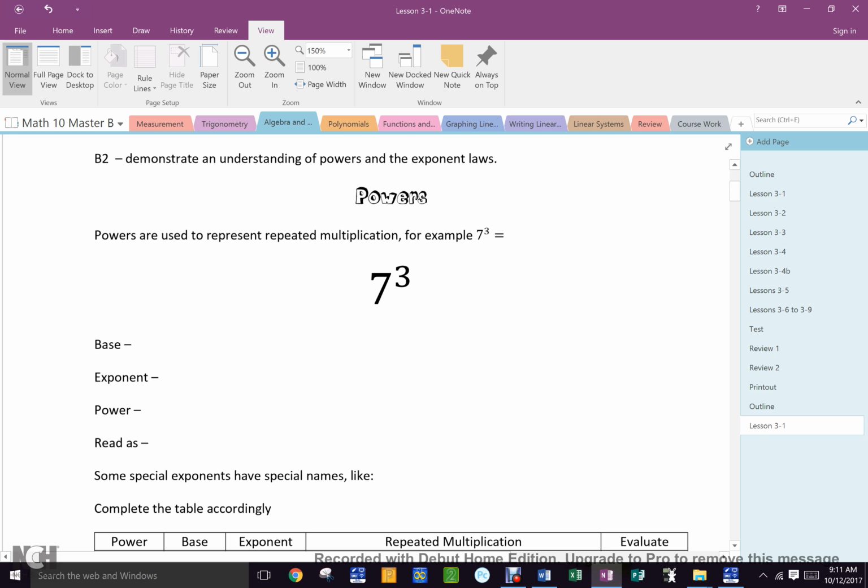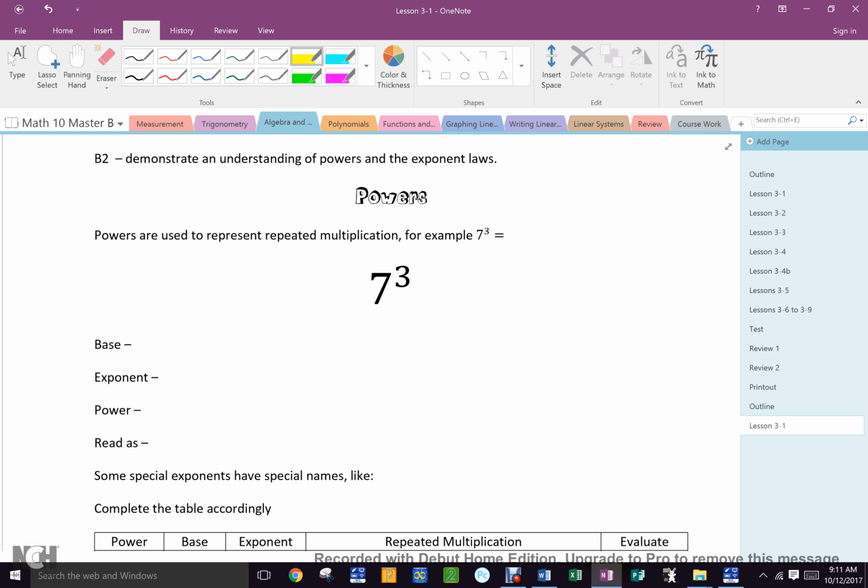The first thing we are going to talk about is indeed powers. Powers are used, and I want you to highlight this, please, or underline it or something. Repeated multiplication. All right? That means that we are multiplying things over and over again. Okay? So 7 to the third is 7 times 7 times 7.